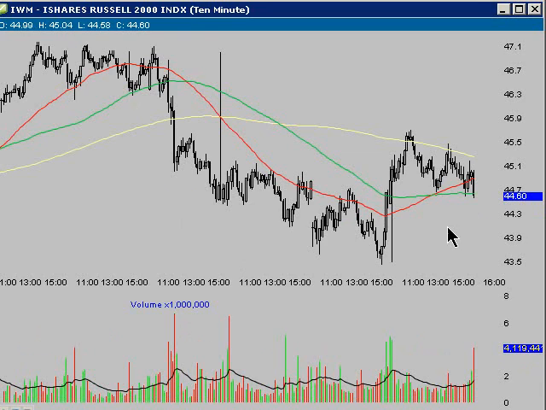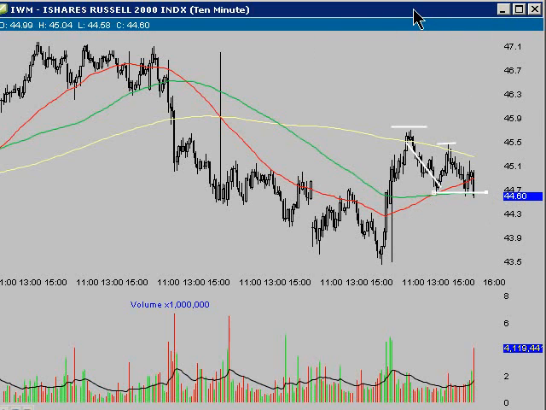Also, let me zoom in here to the 10-minute chart. We came up, just barely got above this 5-day moving average, but it acted as resistance. We sold off, tried to come back up and test it again at the end of the day, put in a lower high, still couldn't get through it. Came back down, closed right around the support area here.